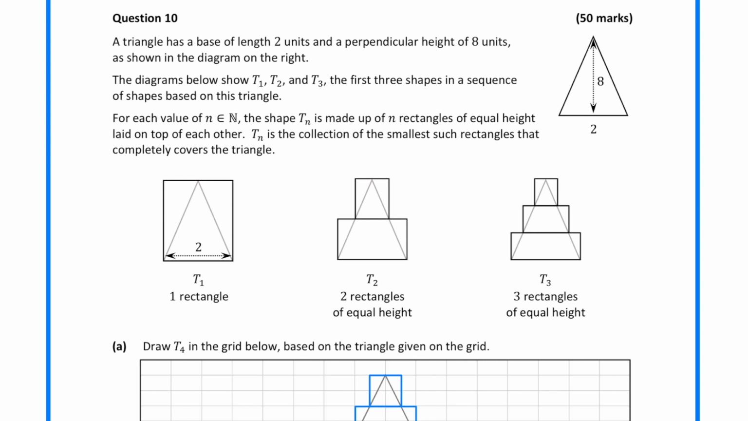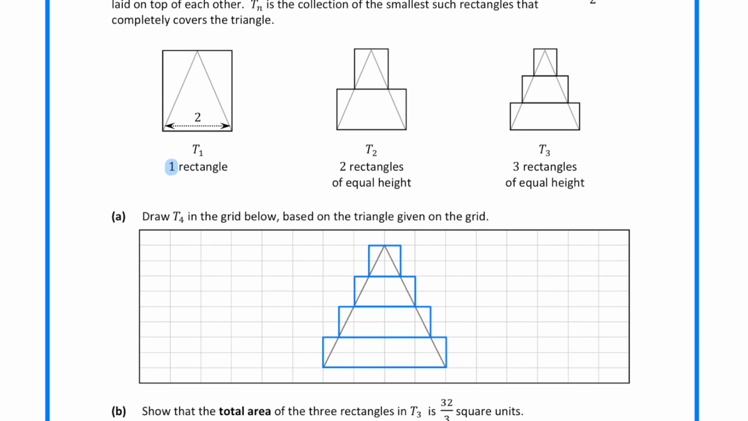In question 10a, we are given the first three terms in a sequence of rectangles and must draw the fourth term. The first term has one rectangle, the second has two rectangles, and the third has three rectangles. Continuing the pattern, the fourth term will contain four rectangles.